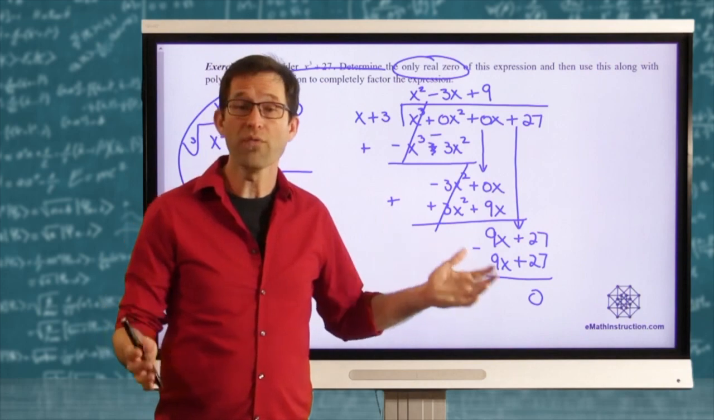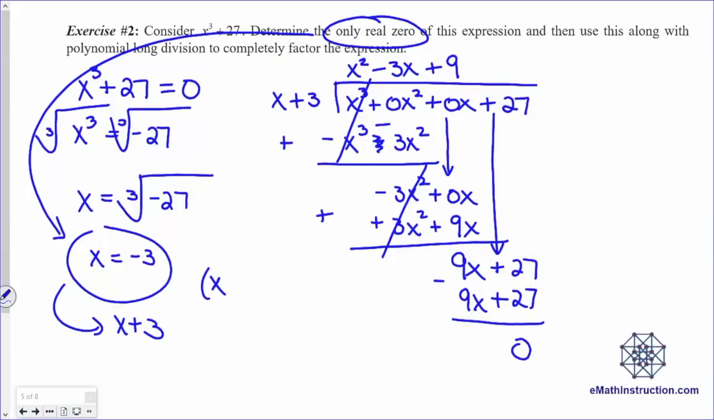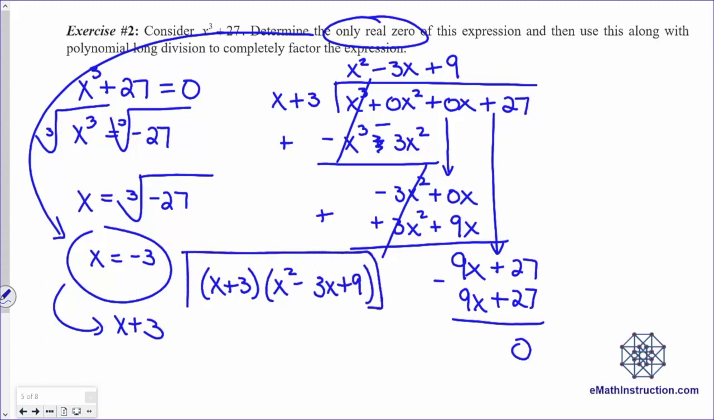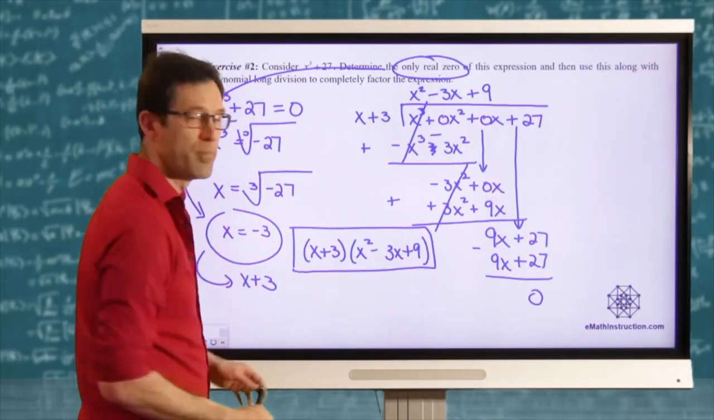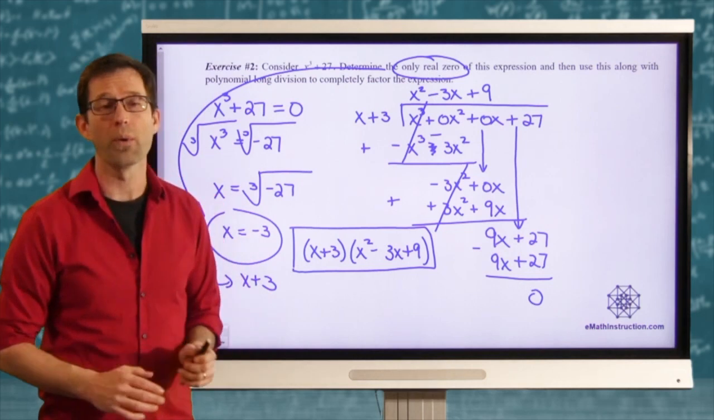All right? But we've got it now. In fact, we can say as our final answer that the correct factoring is x plus 3 times x squared minus 3x plus 9. And just like before, the quadratic cannot be factored anymore. This can't be factored.